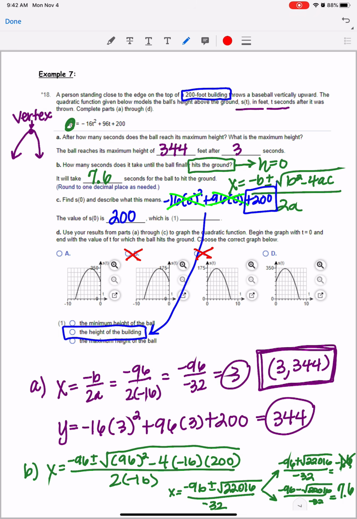The last thing we know is that it's going to take 7.6 seconds for this ball to hit. Over here, this is a negative 7.6 seconds. So that doesn't work. So that leaves this one here where it is at a positive 6.7. Okay, so that's going to be in my math lab question number 18.